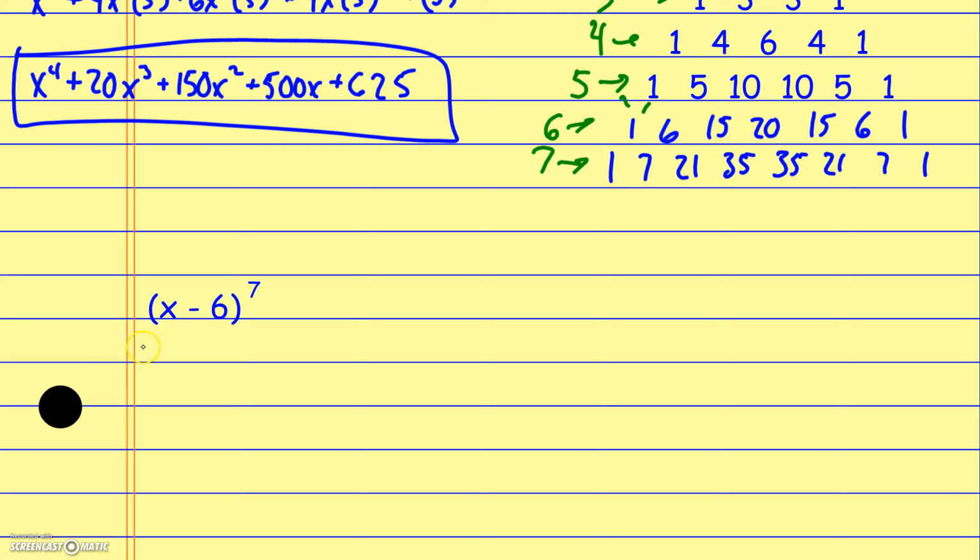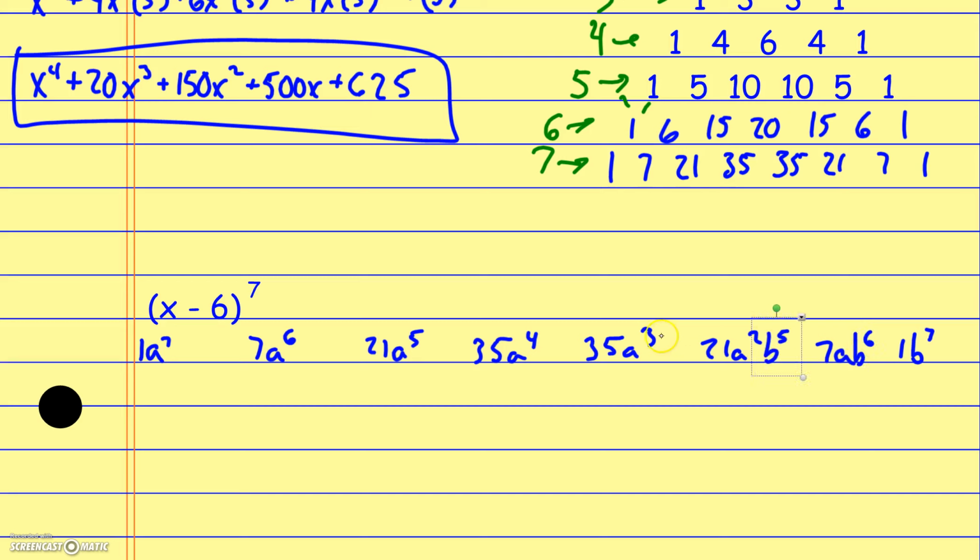So I write down the 1, the 7, 21, the 35, the 35, the 21, the 7, and the 1. Okay, I start off with my A values and I count down, so it's A to the 7th, A to the 6th, A to the 5th, A to the 4th, A to the 3rd, A to the 2nd, A to the 1st, and A to the 0. Now do the same thing with my B values going backwards. So B to the 7th, B to the 6th, 5th, 4, 3, 2, 1, 0.